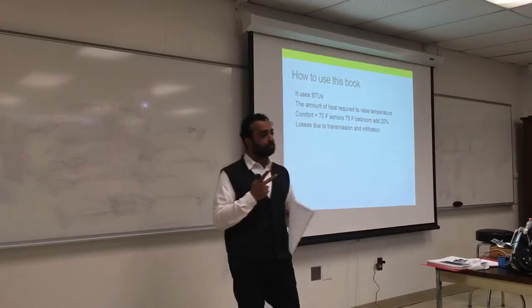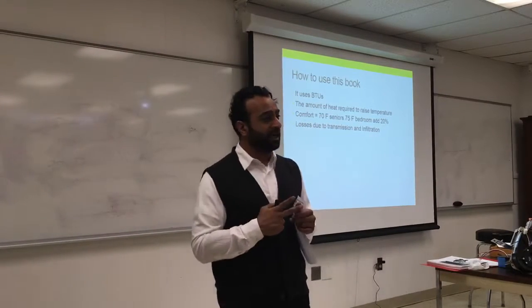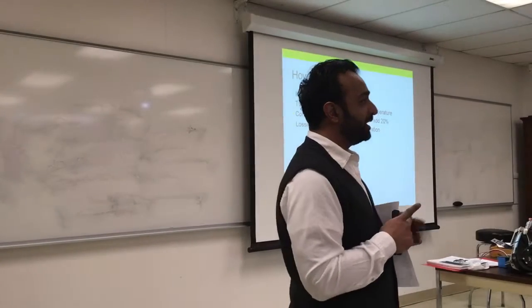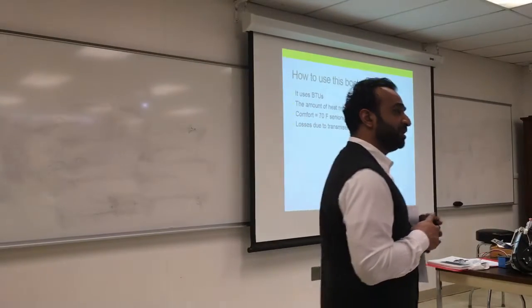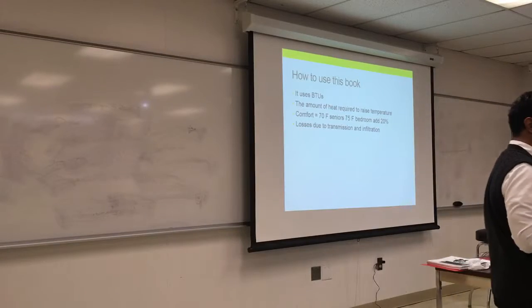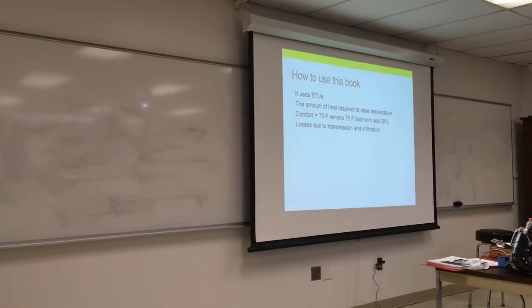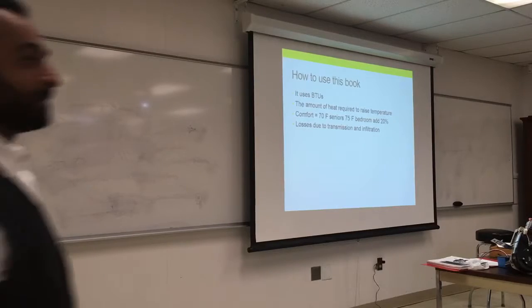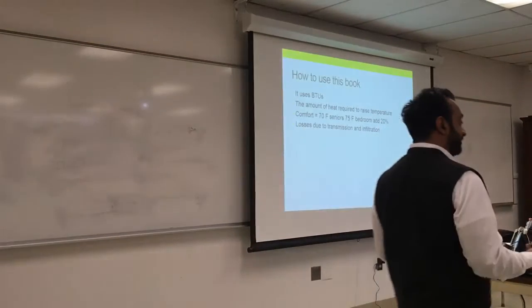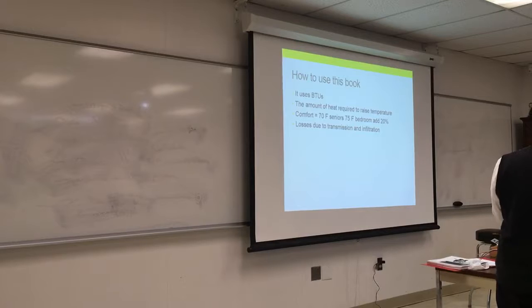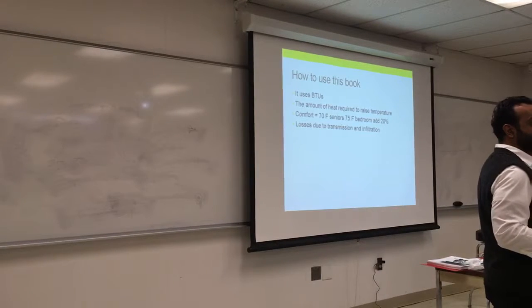Again, there are 2 ways we lose heat in a house: transmission and infiltration. Infiltration is air coming in and out of the house. Transmission is losing heat through the wall material. Any solid material, that's transmission. Infiltration, exchange of air. So this sheet accounts for both.